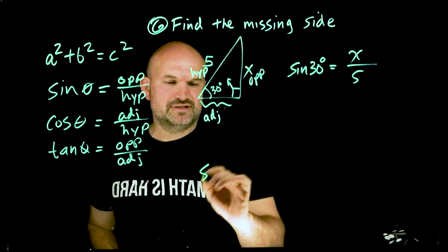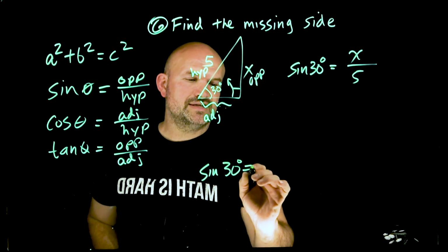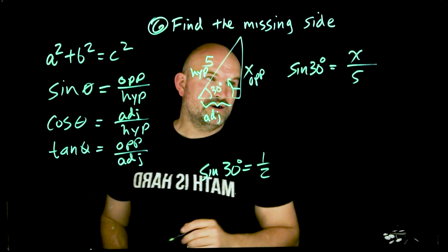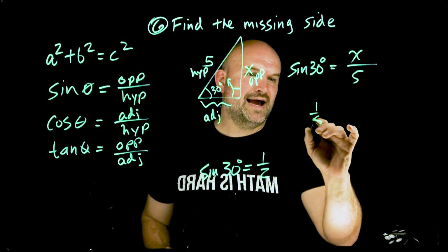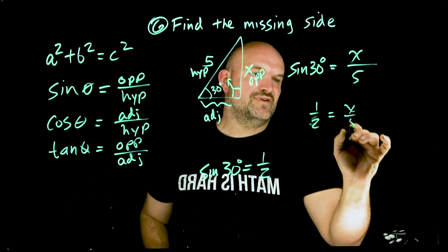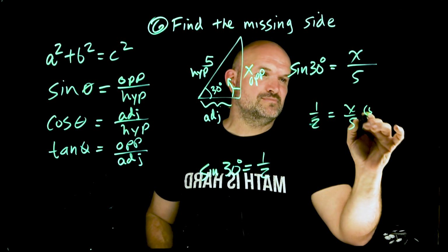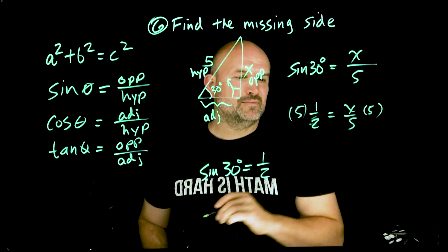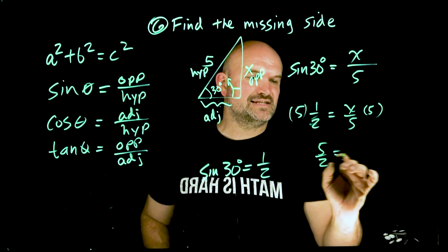Let's write it out. So sine of 30 degrees is actually equal to 1/2. So therefore, I have 1/2 is equal to x over 5. Now, to solve for x, I just multiply by 5 on both sides, and I get 5/2 is equal to x.